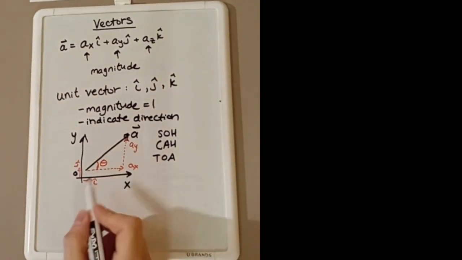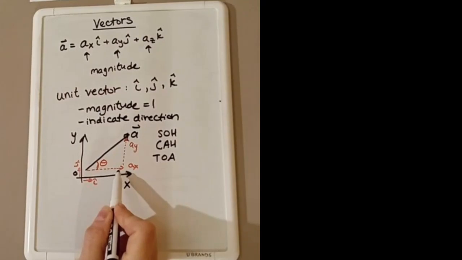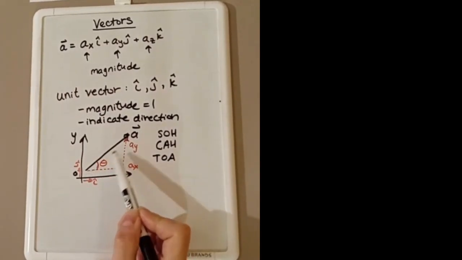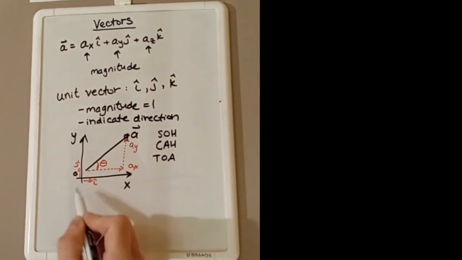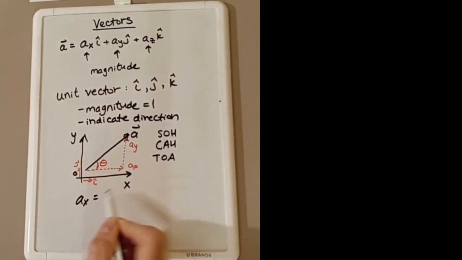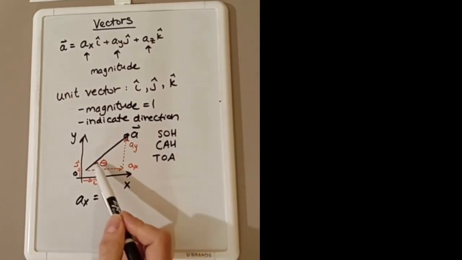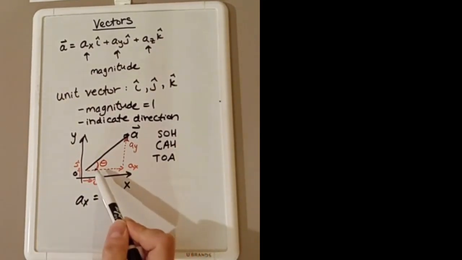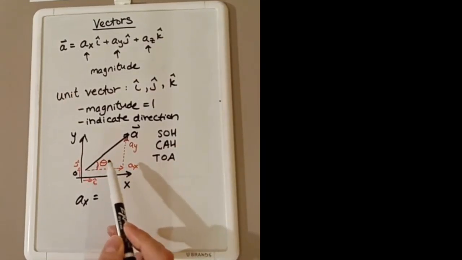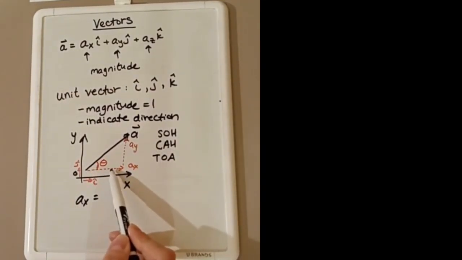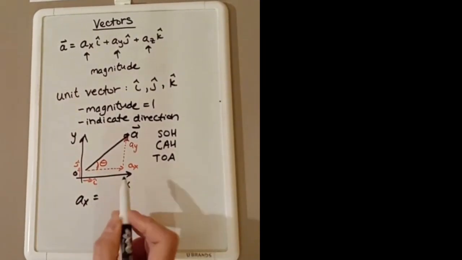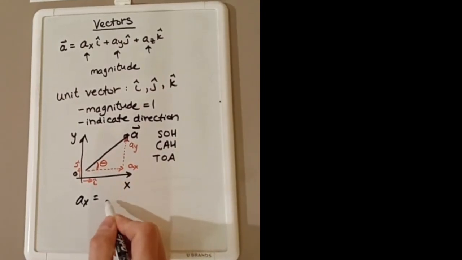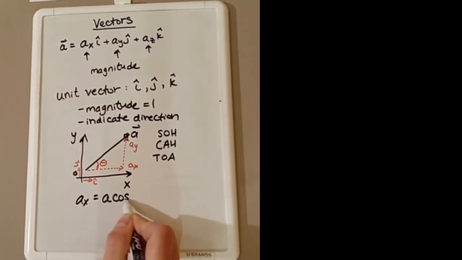Okay, so AX, if we're trying to find the component, we have our vector A, which is the hypotenuse of this triangle. AX is our x component, so we are looking at the adjacent side of our angle theta. Here's our angle theta, the angle between our vector and the x-axis. AX is adjacent to that theta, so we're going to be using the cosine. So it's going to be the magnitude of our vector A times cosine of theta.